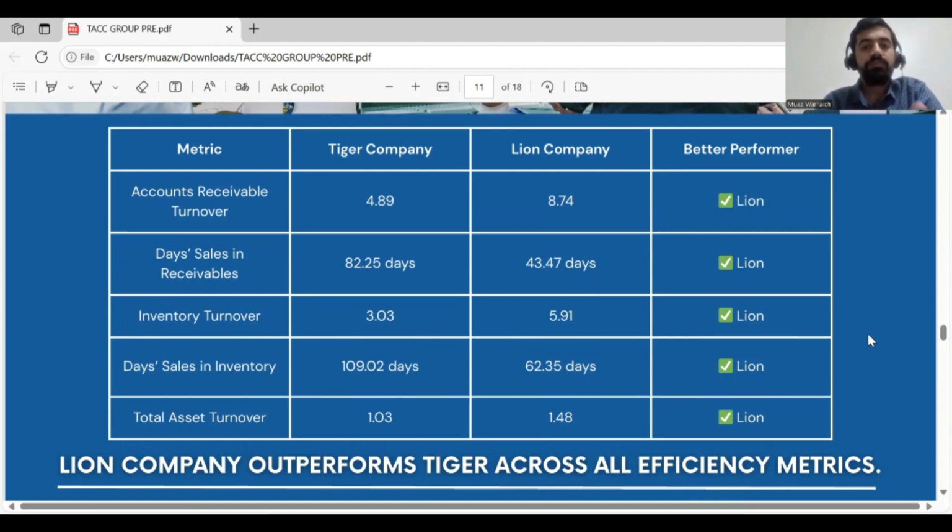Then comes total asset turnover, which means asset utilization. This shows how effectively each company uses its factories, equipment, and properties. Here again, Lions generates higher sales for every dollar invested in its assets. Thus, the efficiency analysis shows that Lions outperforms Tigers in all three areas.